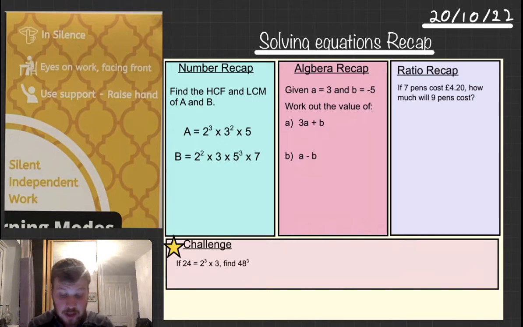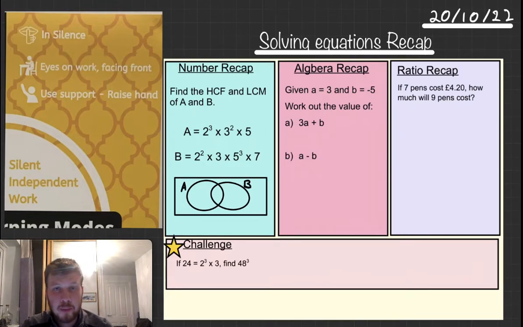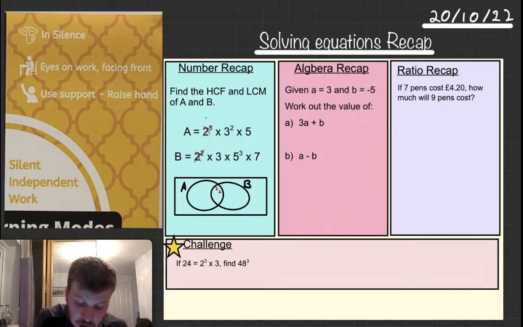Okay, so the first question: find the HCF and LCM of A and B. What we should have realised is that with these numbers, I'm going to try and do a Venn diagram. So I'm going to draw my box to outline my Venn, and some very poor circles for circle A and B. In order to populate my Venn diagram, I need to know what values are going to be in the centre. I've got 2 cubed and 2 squared, so I can fit two 2s in the centre, and now I've only got a 2 left over.